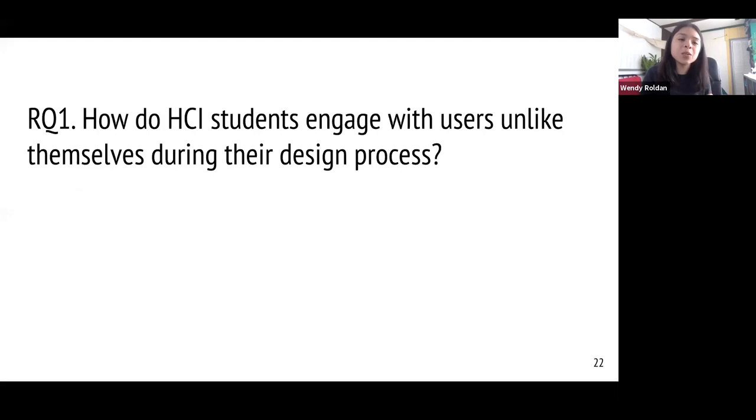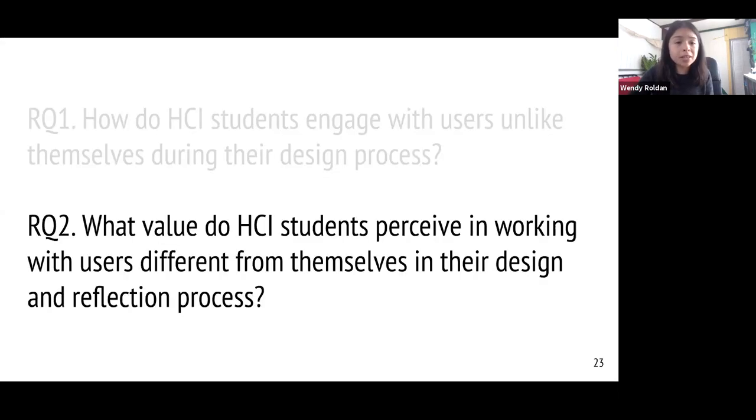And specifically in this work, we ask, how do HCI students engage with users unlike themselves during their design process? And what value do they perceive in working with users different from themselves in their design and reflection process?